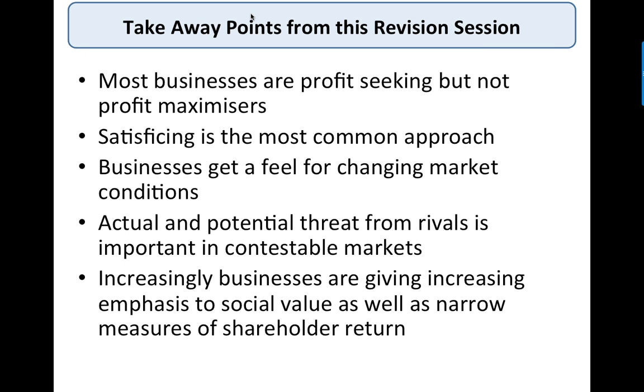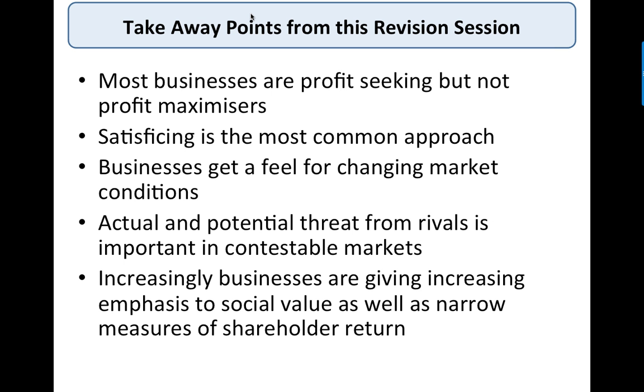So just bringing this to a close now, a few takeaway points on the revision session. I would argue that most businesses in complex, fast-changing markets are profit-seeking, but not profit maximizers. My argument is that satisficing has become the kind of default choice for many, many firms. Businesses price and set their objectives as market conditions change. And in the world of rapid technological confusion, those market conditions will alter very rapidly.